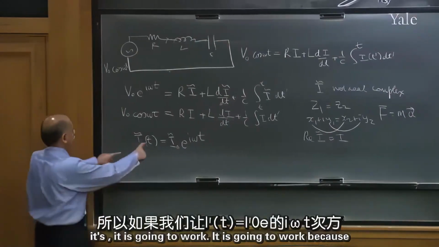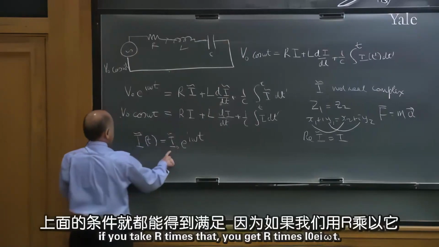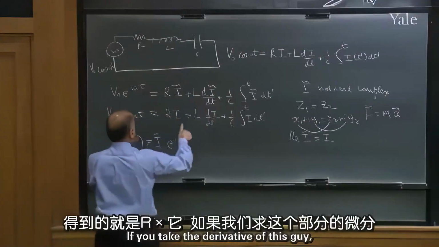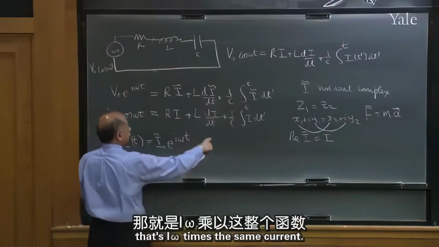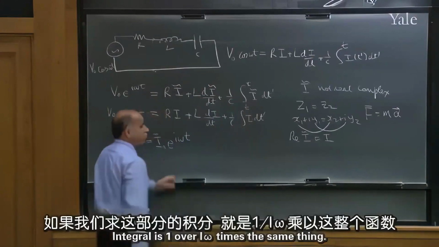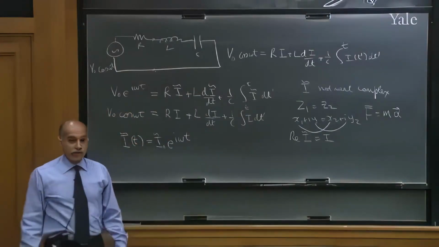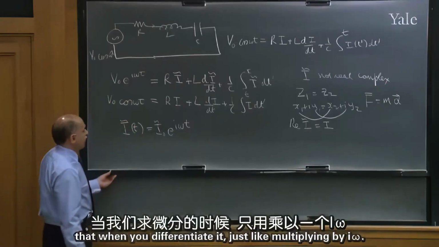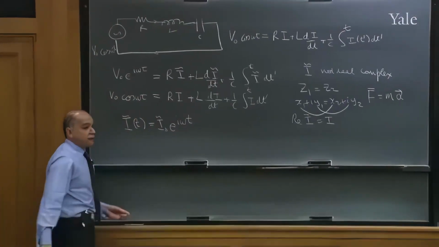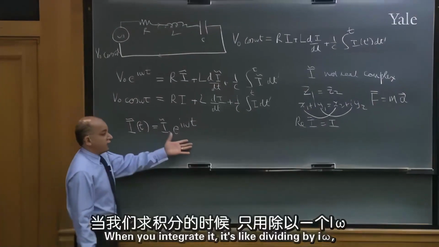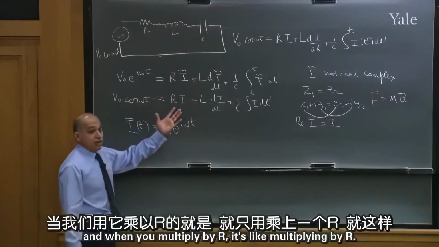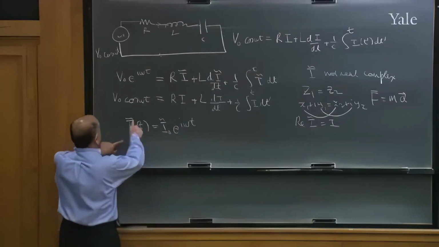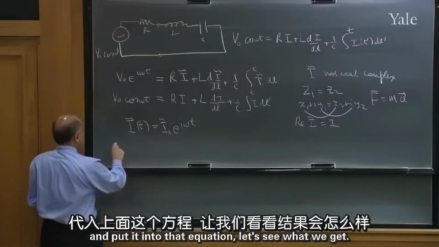It is going to work because if you take r times that, you get r times I naught e to the I omega t. If you take the derivative of this guy, that's I omega times the same current. The integral is 1 over I omega times the same thing. That's the beautiful property of the exponential: when you differentiate it, it's like multiplying by I omega. When you integrate it, it's like dividing by I omega. And when you multiply by r, it's like multiplying by r. So if you take this assumed solution and put it into that equation, let's see what we get.